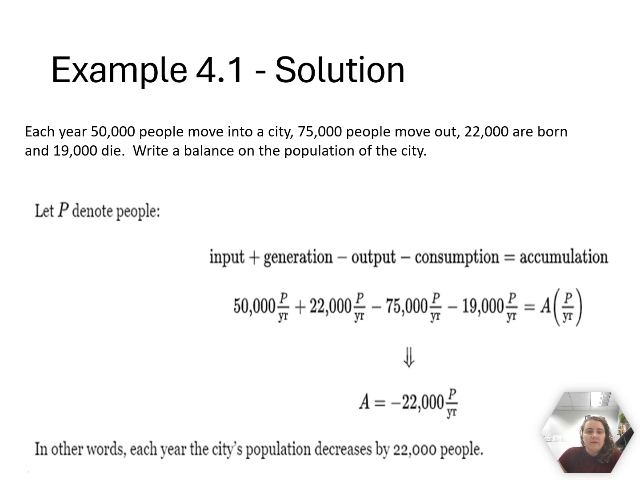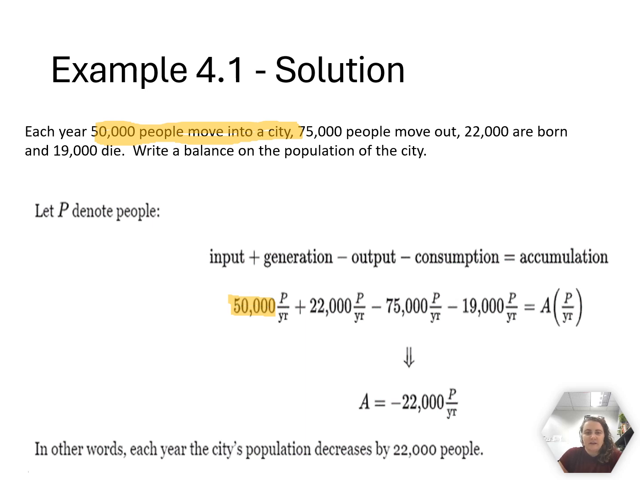So let's do the 50,000 people who move into the city every year. I'm going to highlight this one right here. Okay, 50,000 people move into the city. Well, that's an input, right? If the process is the city, that is the input, and that's where this 50,000 comes from. So that's the input to the city.